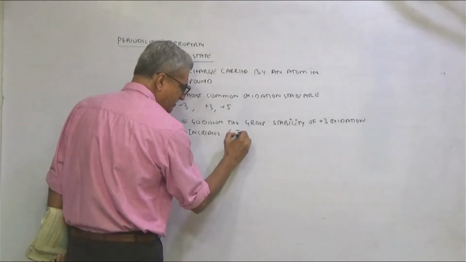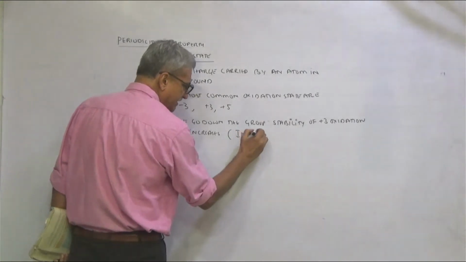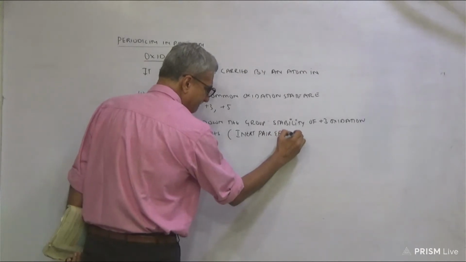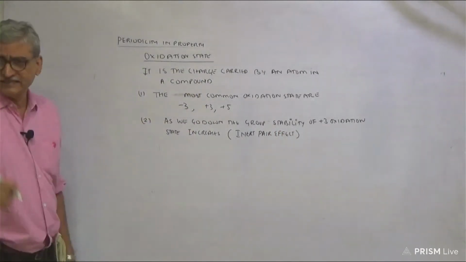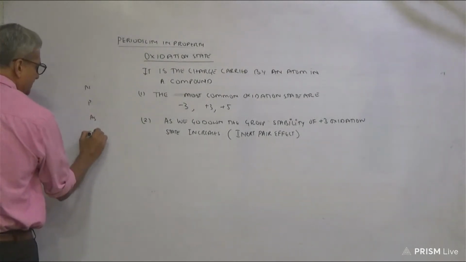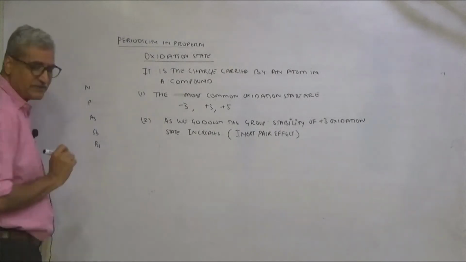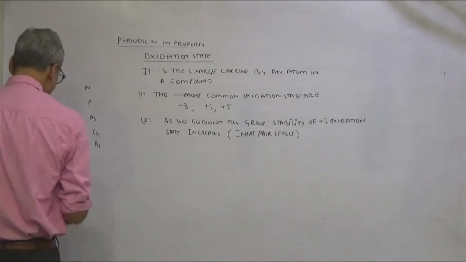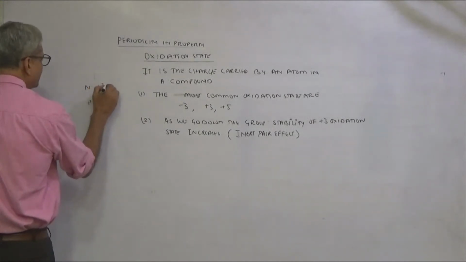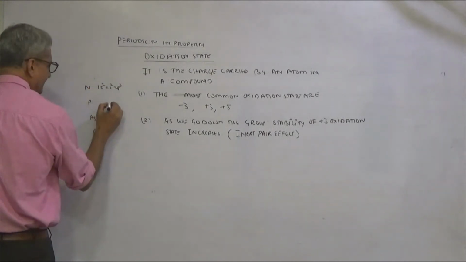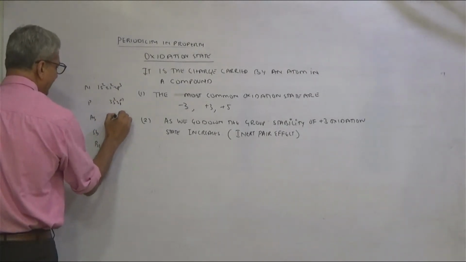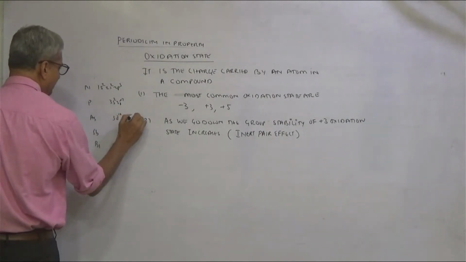This is because of what we have learned in 11th standard, the inert pair effect. Now, what is this inert pair effect? So, we have nitrogen, phosphorus, arsenic, antimony, bismuth. Let me explain. If you remember, you had 1s2, 2s2, 2p3. Here you had 3s2, 3p3. Here you had 3d10, 4s2, 4p3.